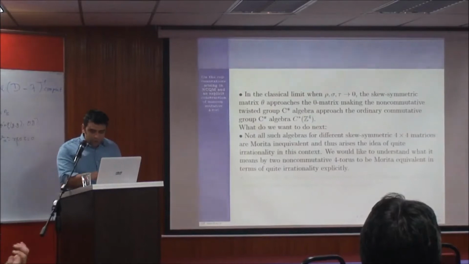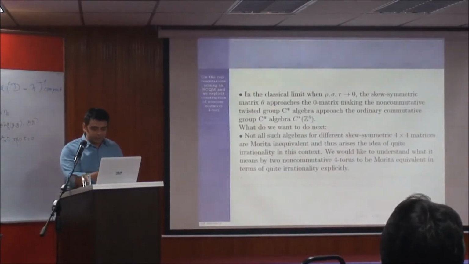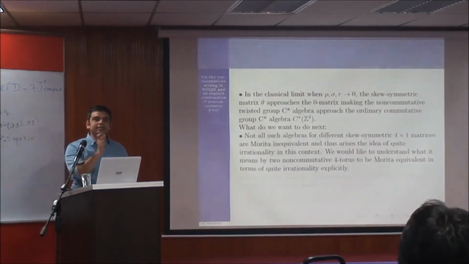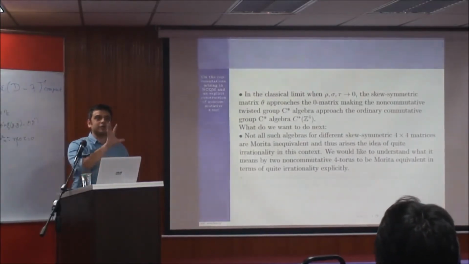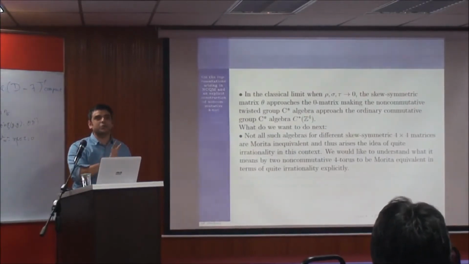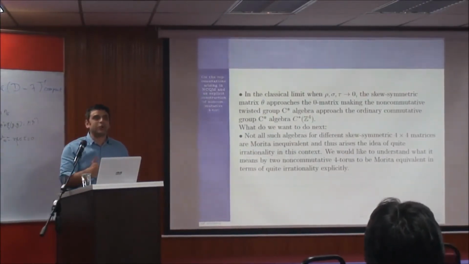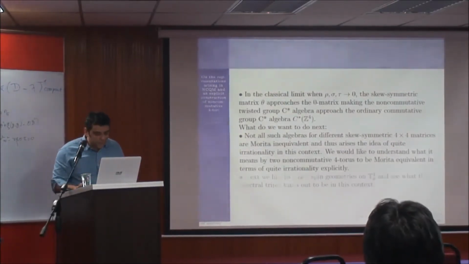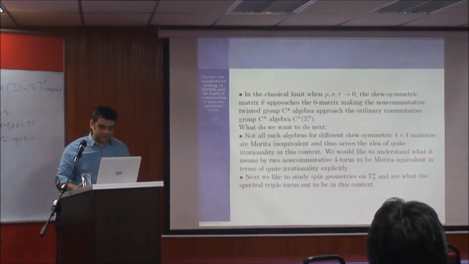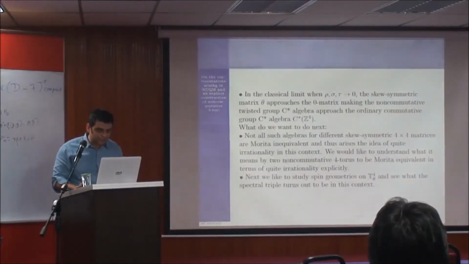Also, there is a notion of point irrationality, which means that at least one of the entries of the skew-symmetric matrix is irrational. Then you call the matrix quite irrational or something like that. So we are in the process of studying it. Okay, so like I told you before, it's very vague and it probably doesn't make sense to some of you. So next, we would like to study the spin geometries on T4 theta.